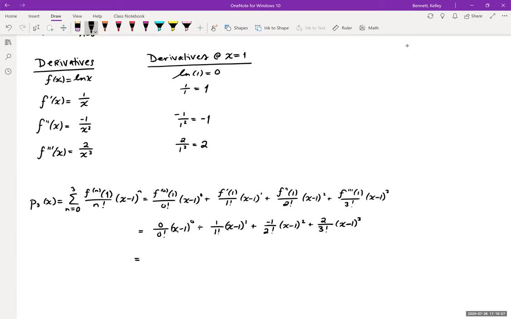So if we simplify, this is 0, this is 1, negative 1/2, this becomes 1/3. Okay. So I get x minus 1 minus 1/2 x minus 1 squared plus 1/3 x minus 1 cubed. So this is the third degree Taylor polynomial approximation for the function f of x equals natural log of x.